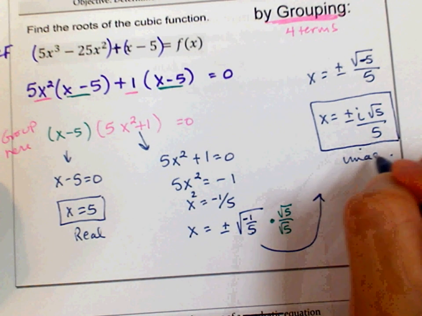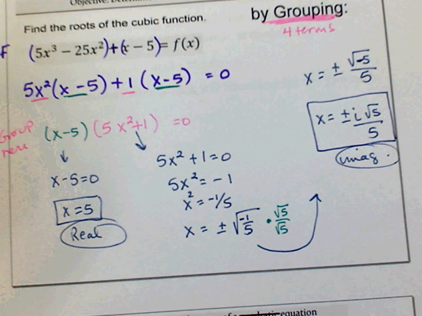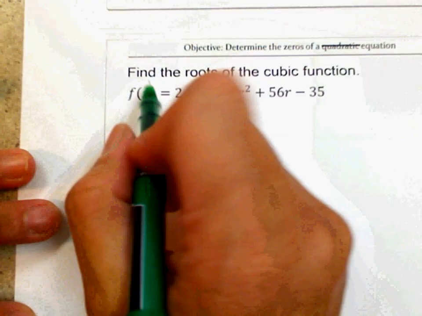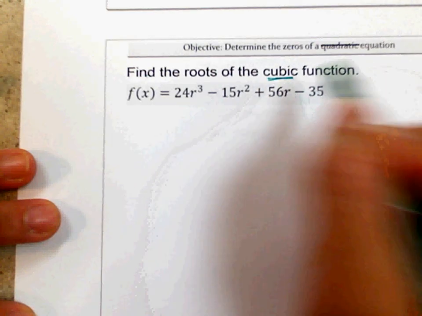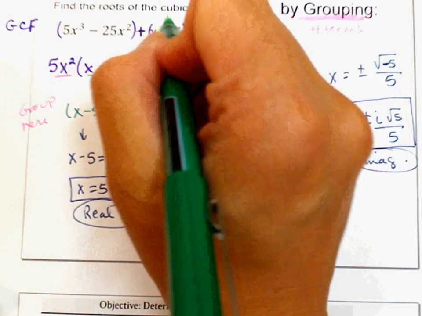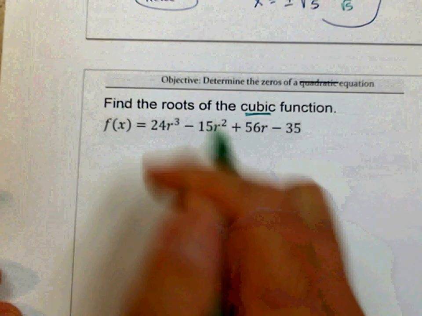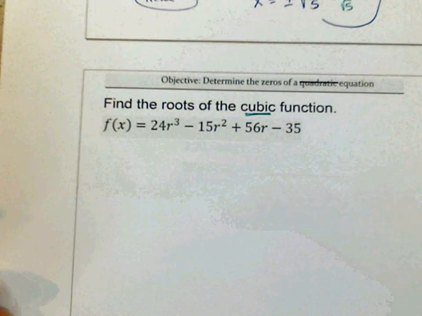Okay, next part. Let's look at this one. Find the roots of the what? Cubic function. This was also a cubic function. Why is it cubic? It's x to the third. In this case, it's r to the third. Count your terms. 1, 2, 3, 4. All right, here we go.